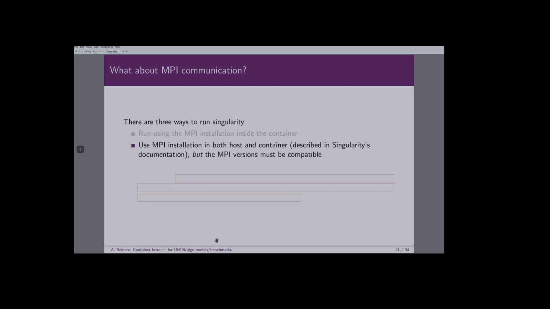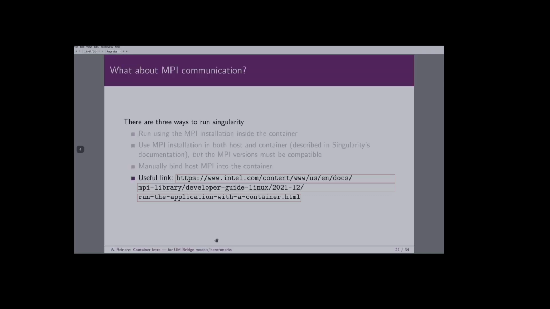So what you need to make sure of when you're doing this is that you have exactly the same MPI version inside your container that's already existent on your host system. Generally you won't be able to change the host system MPI, so you have to adjust the container MPI to match. It's also possible not to install any MPI in the container itself at all, but rather to manually bind the host MPI into the container. Intel have a very nice user guide for this, which walks you through various different alternatives you have to do that.